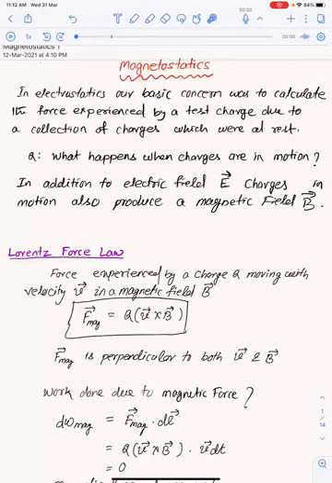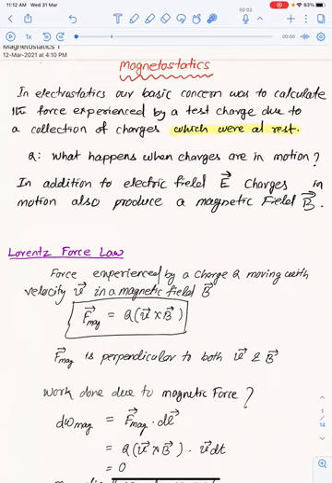Hello students, in today's lecture we are going to discuss magnetostatics. In the previous set of lectures on electrostatics, our basic concern was to calculate the force experienced by a test charge due to a collection of charges which were at rest. So that's the important point. The charges were at rest. Naturally, the question arises: what happens when the charges are in motion?